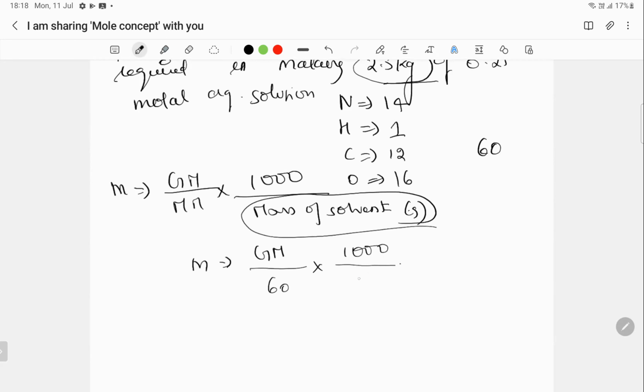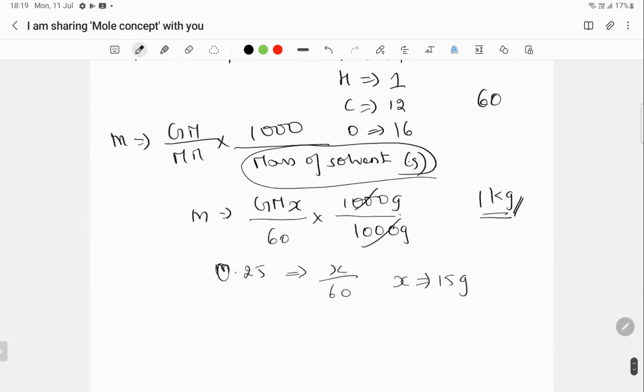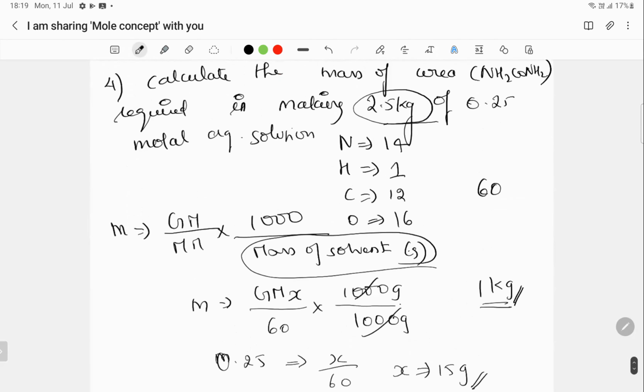So what we do is, we can hypothetically take 1 kg of the solvent, which is 1000 grams, so that cancels out. Let the given mass be x. So molality is 0.25, which means x divided by 60 is 0.25, so x is equal to 15 grams. Here x is what we are calculating for the solute, that is our urea. Urea is our solute and water is our solvent.